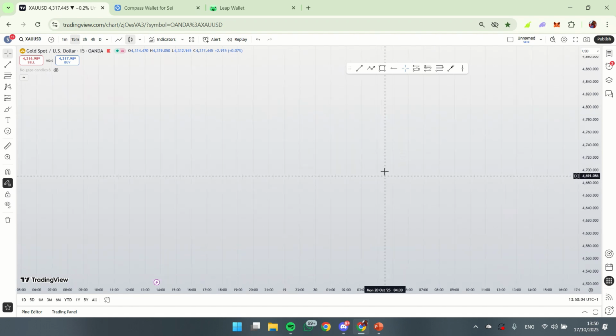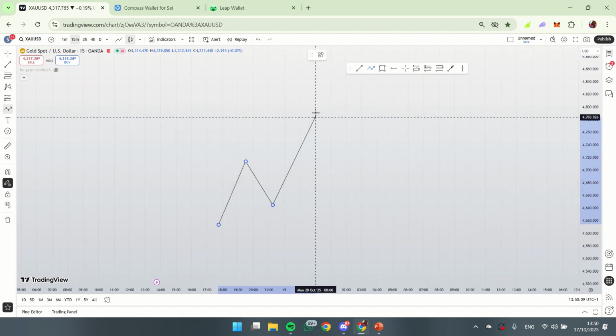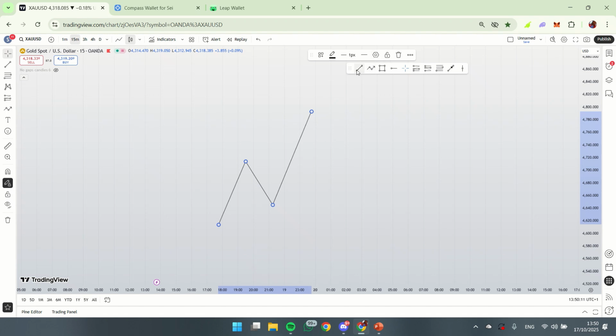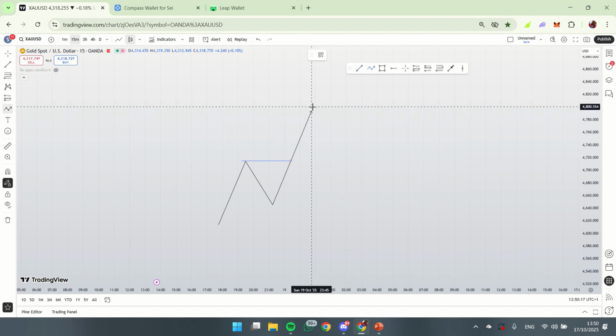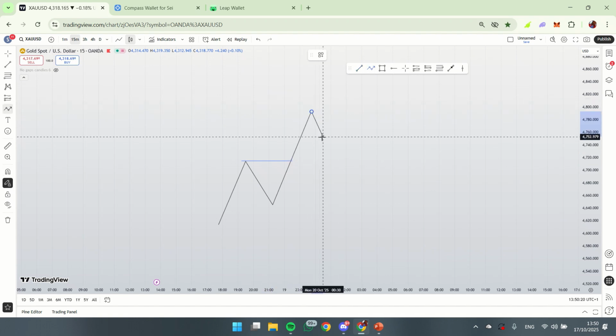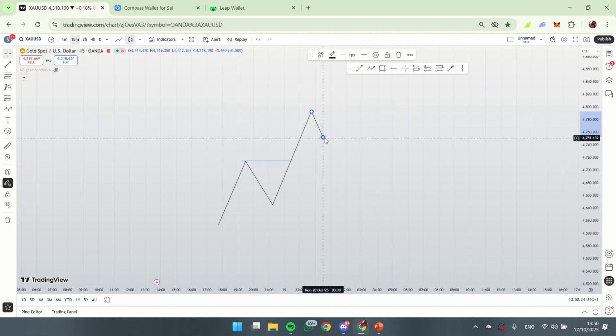So what is my system? Everybody knows the system where they say structure. Everybody knows structure. Where here is a brick of structure, right? And we expect price to come back here, maybe cause a retracement and go. Do you understand?